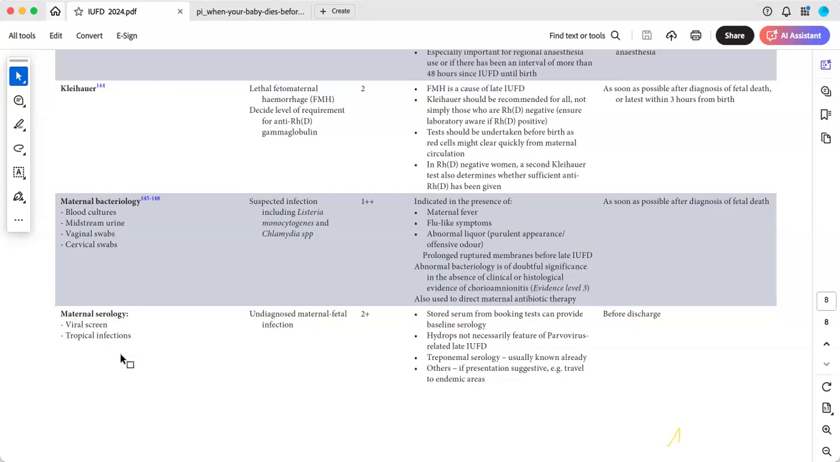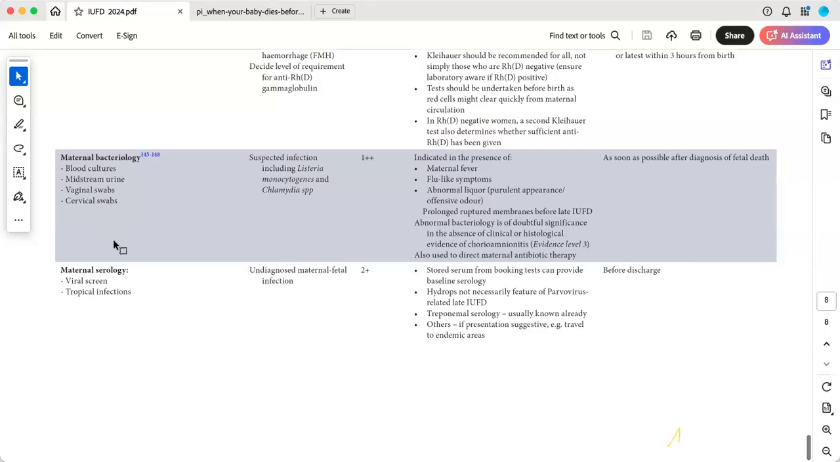So they said as soon as possible when to take the test, as soon as possible after diagnosis of fetal death, or in cases of delivery, it will be within 3 hours from birth, not before, not after this, okay?